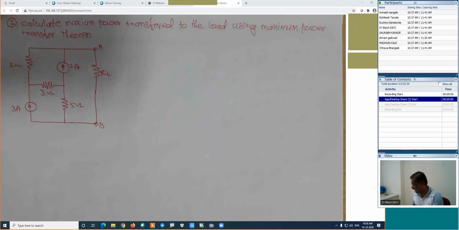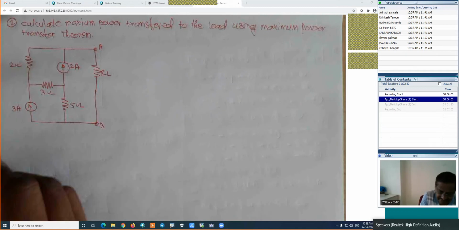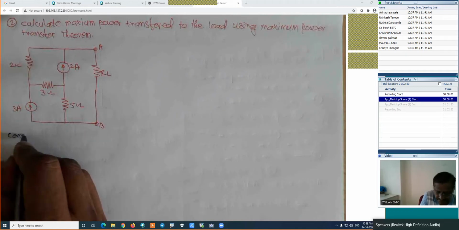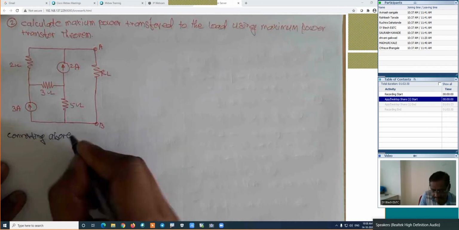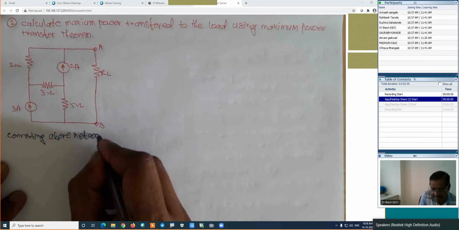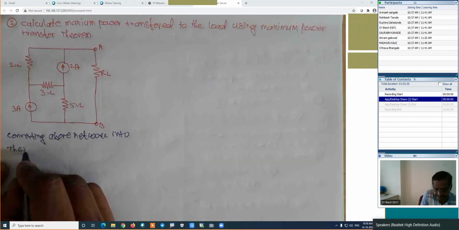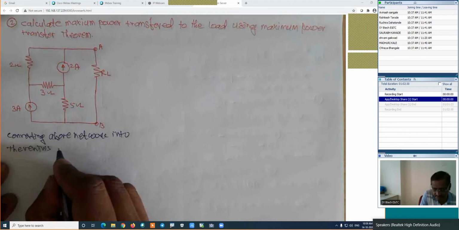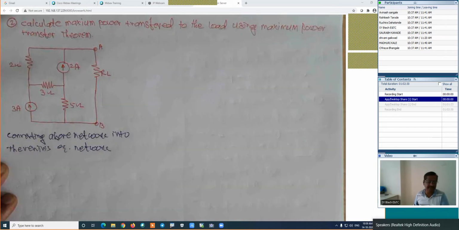Now I will start with the second problem of this maximum power transfer theorem. First, convert this given network into the Thevenin's equivalent network. First, we will apply the steps for this conversion.